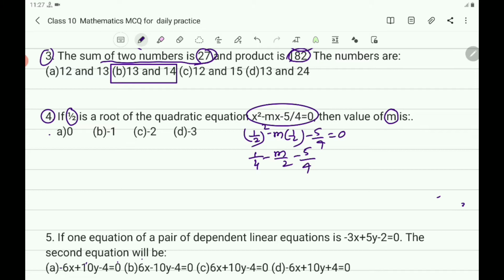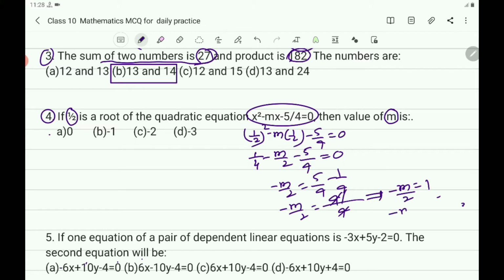Here we have to find the value of m. Take minus m by 2 on one side, and shift the minus 5 by 4 since the right side is 0. This becomes 5 by 4 minus 1 by 4. So minus m by 2 equals, with LCM 4, 5 minus 1 is 4, and 4 by 4 cancels. So minus m by 2 equals 1, then minus m equals 2, that is m equals minus 2. Option C is the answer. Here 1 by 2 is a solution, that is the value of x, the root of the equation.